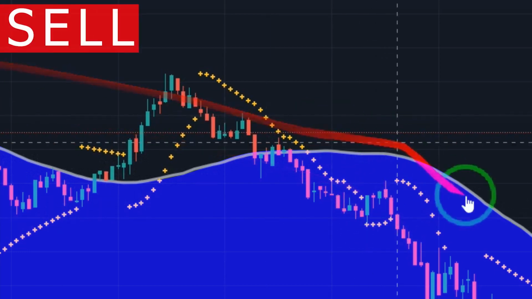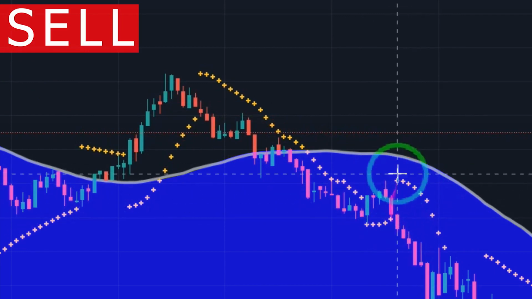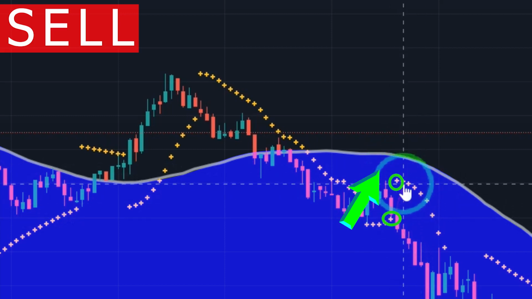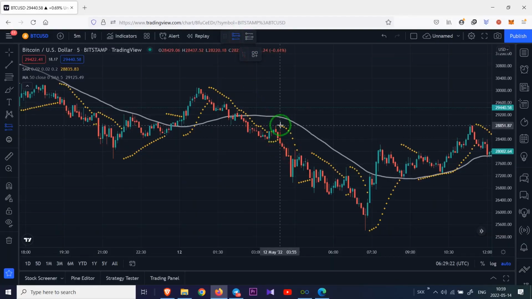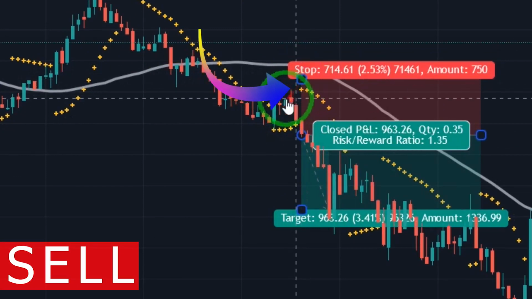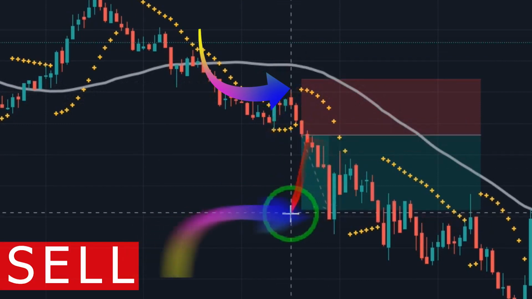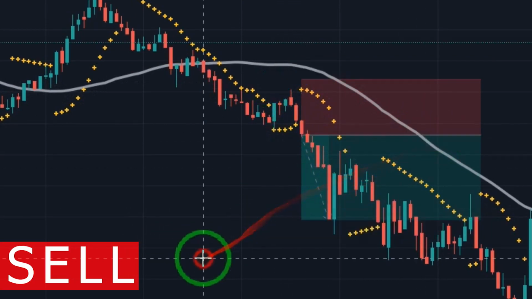Parabolic SAR tells us when to trade. For the sell position, when the orange SAR dots come from below the price to above the price, that is, we see the first SAR dot above the price, we open a sell trade. We put the stop loss above the previous peak and the take profit with a ratio of 1.5 times the stop loss.